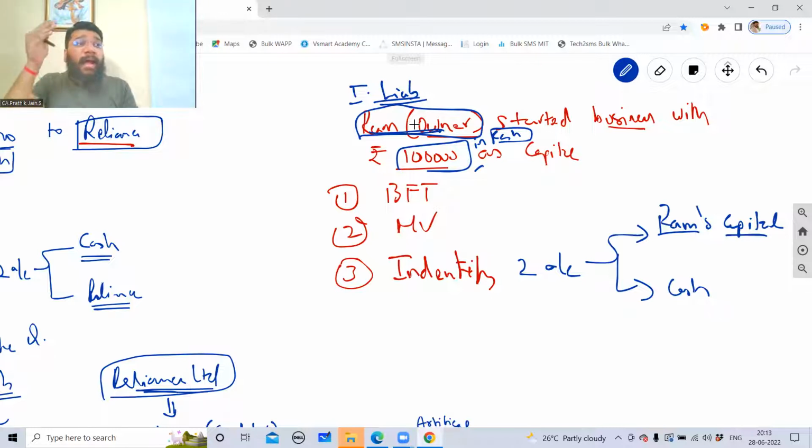For the business, Ram is a person to whom I have to pay money in future. So Ram is a liability. Capital is which quadrant then? So, two liabilities.